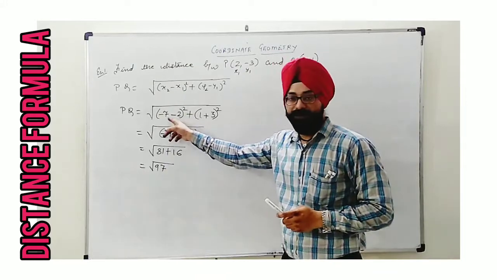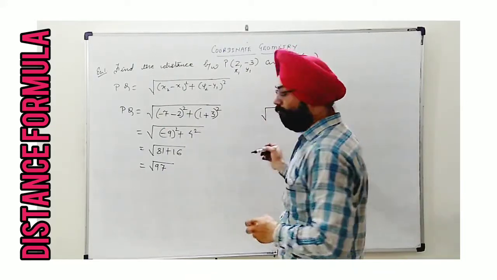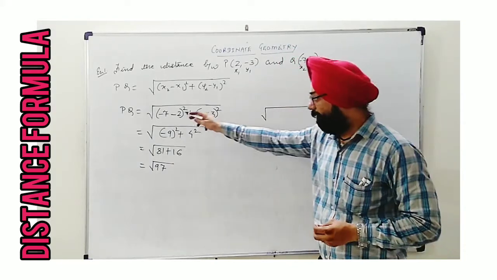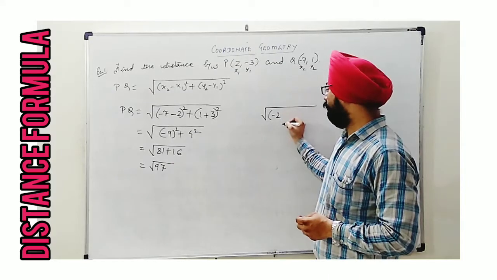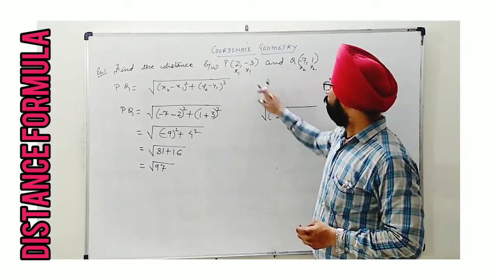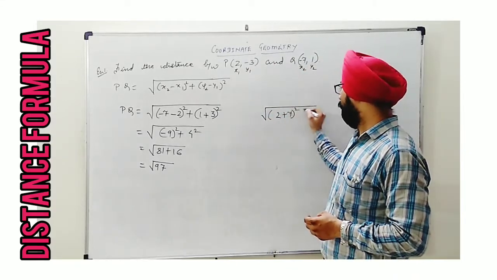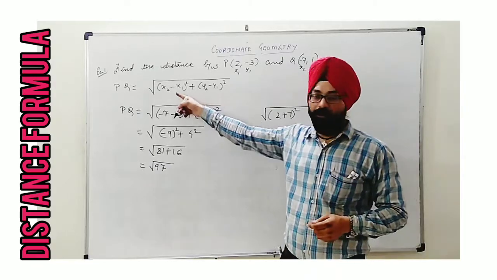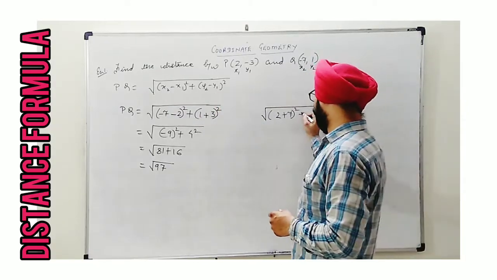If I reverse the order, try to understand what I said. If I reverse the order, means if I take minus 2, it is 2 minus 7, so it will become plus 7 whole square. I am doing only x1 minus x2. This y2 minus y1 remains as it is, no change.